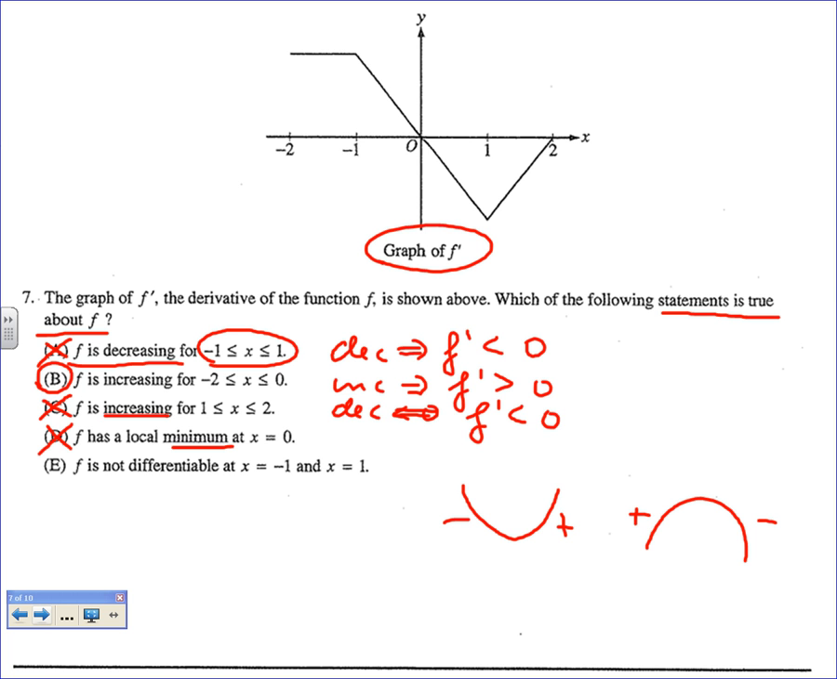And finally, the last one says it's not differentiable at -1 and +1. Well, wait a minute. We've already got the derivative. It's f prime that is not differentiable at those points. You couldn't take the second derivative at -1 and at 1. So that's a false statement as well. The only one that's true is B.